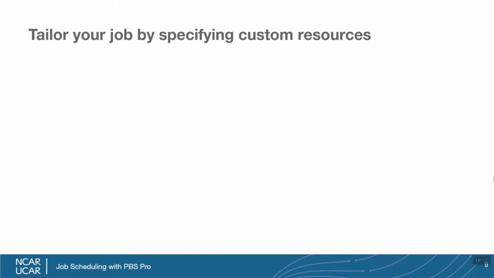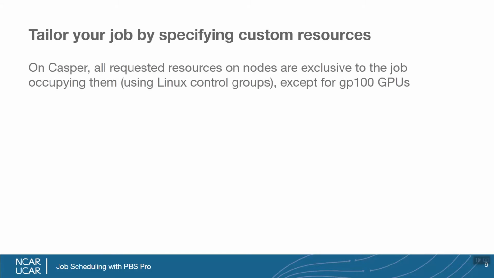So, some things to note in terms of tailoring your job. On Casper, again, we have this routing structure. The queues are really set up to handle things based on your resource requests, those chunk level resources and those job level resources. All of the requested resources on the nodes on Casper are exclusive to the job that's occupying them. This is different from Cheyenne. On Cheyenne, if you ask for an exclusive job, you get access to the full node, so it's exclusive in that sense. But if you're on a shared job, the resources are basically a bit Wild Westy there.